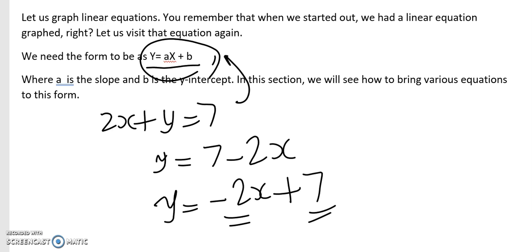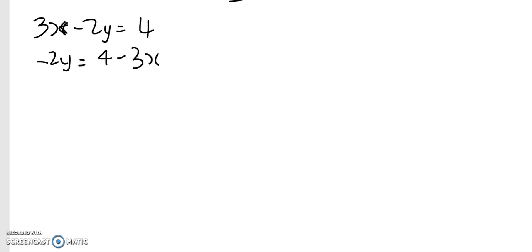Now let's continue. So we know that we need to bring whatever equation we have to the form of the old equation y is equal to ax plus b, right? And let's do that. So suppose I have an equation which says 3x minus 2y is equal to 4. So now minus 2y is equal to 4 minus 3x, correct?